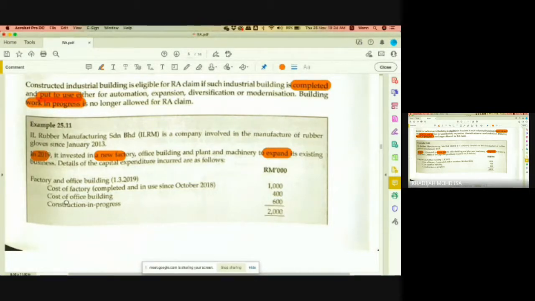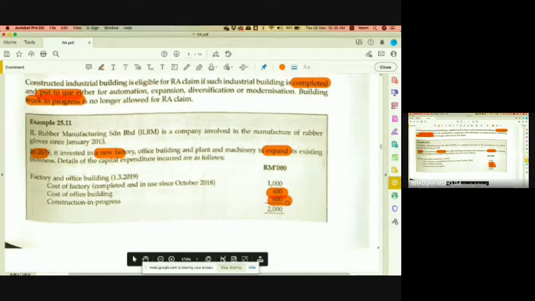Cost of office building, is this qualifying? No, because you can only claim capex on factory building, and if it's used for admin purposes, then the expenditure is non-qualifying. And then you have the construction in progress. Again, WIP is not eligible. So in this case, the qualifying expenditure is only 1,000.